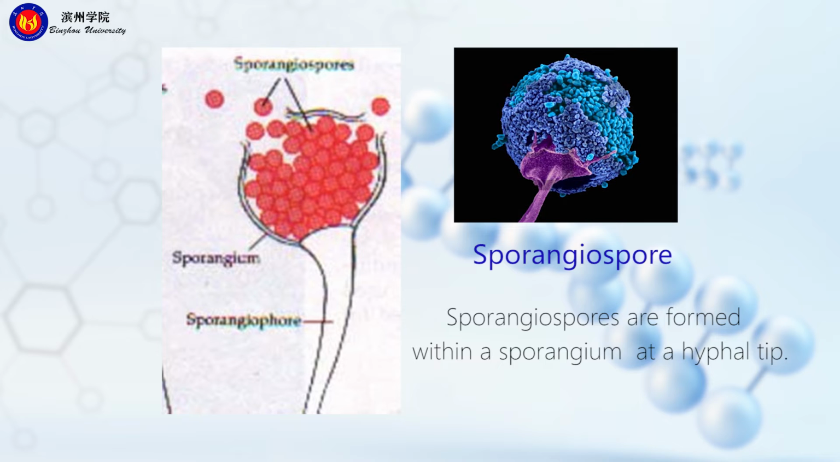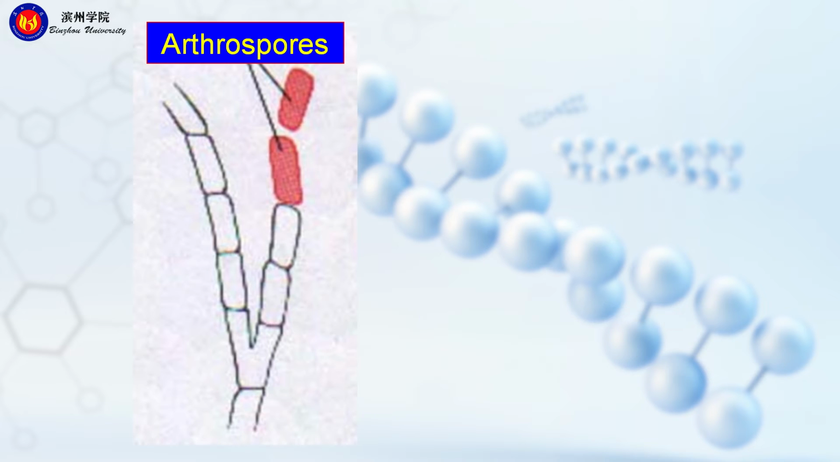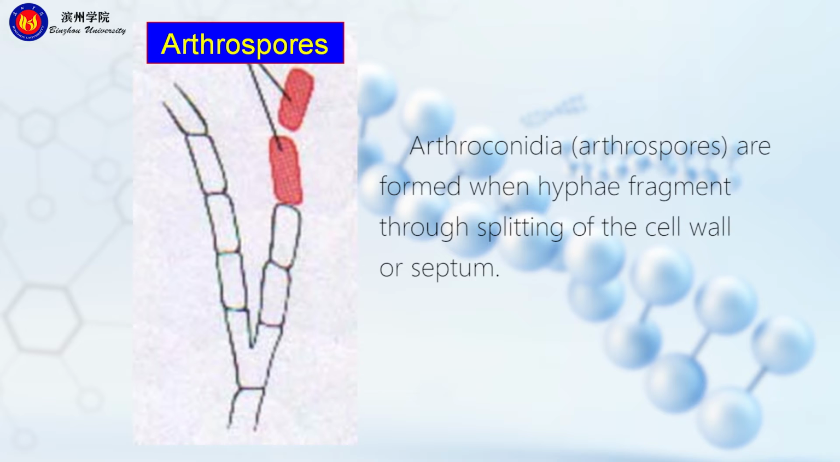Sporangiospores are formed within a sporangium at a hyphal tip. You can see the picture on the right. There are many spores on the tip. This is arthrospores. They are formed when hyphae fragment through splitting of the cell wall or septum.